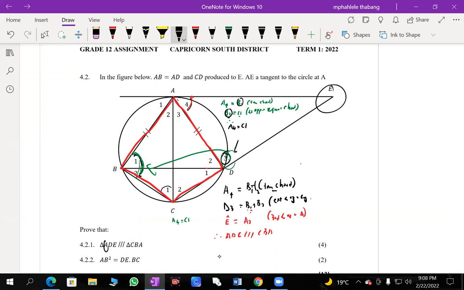If they start with A, it means A should be equal to C, and D should be equal to B. We should be happy on this one, but let's ask questions where you don't understand. You can ask questions.